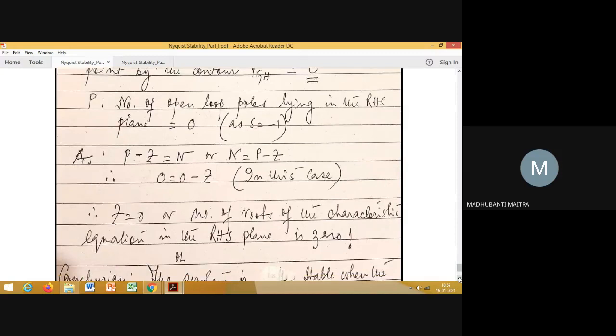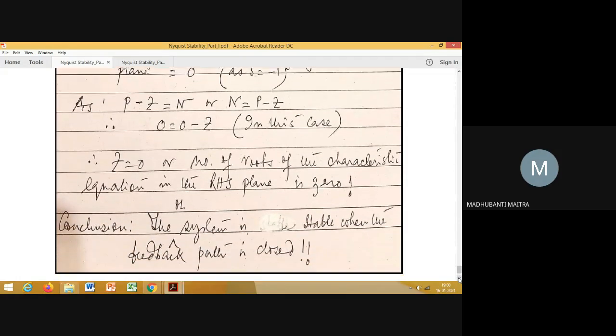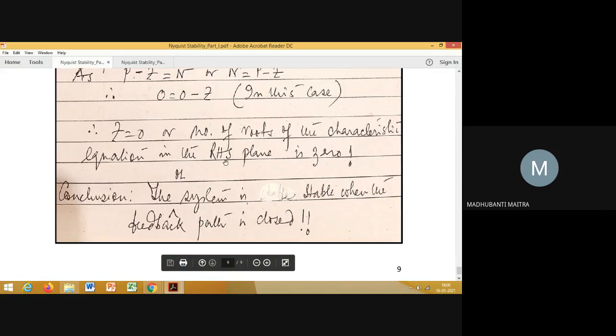Okay. So since z is equal to 0, no roots of the characteristic equation lie in the right half of the S plane, or the number of roots of the characteristic equation in the right half S plane is 0, right? So what is our conclusion? The conclusion is the open loop stable system is also stable when the feedback path is closed. That means the closed loop system is also stable.